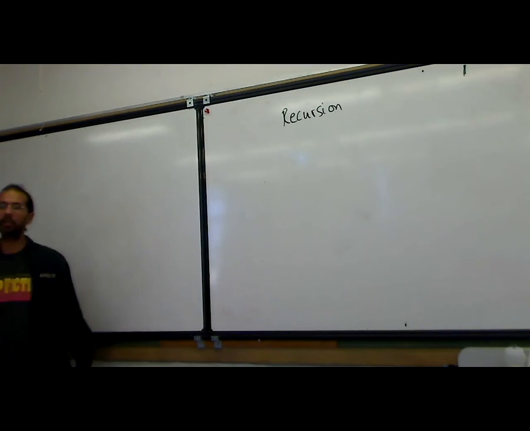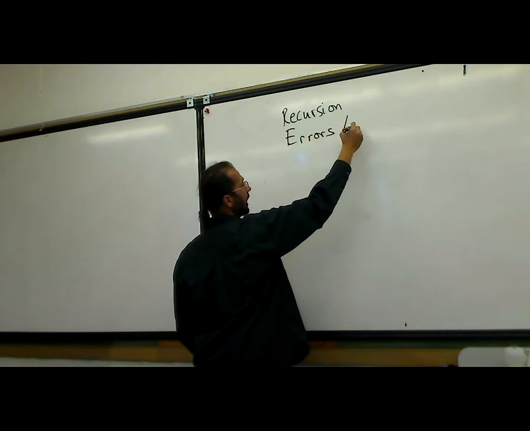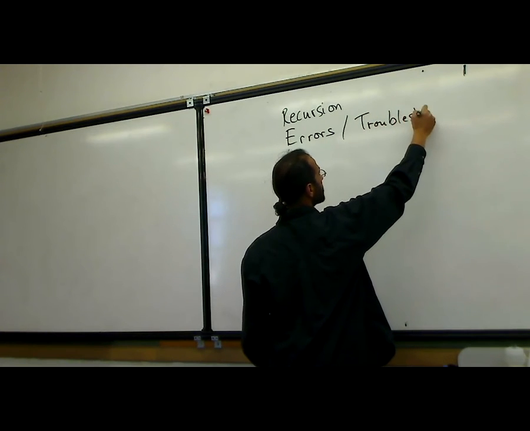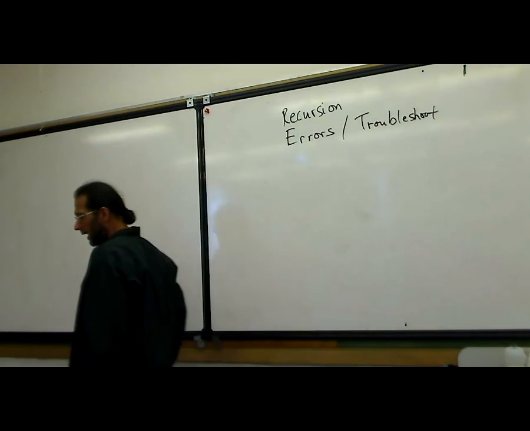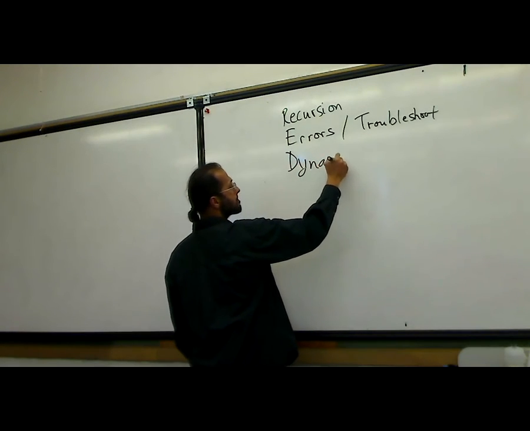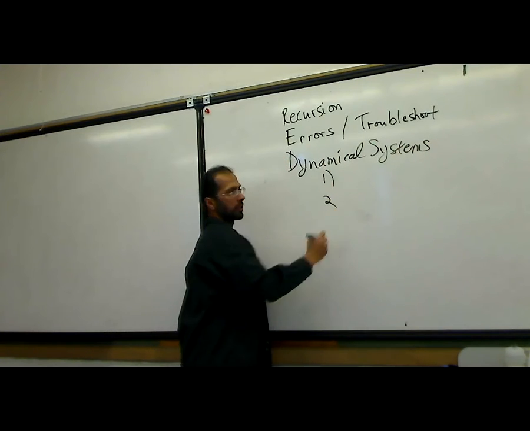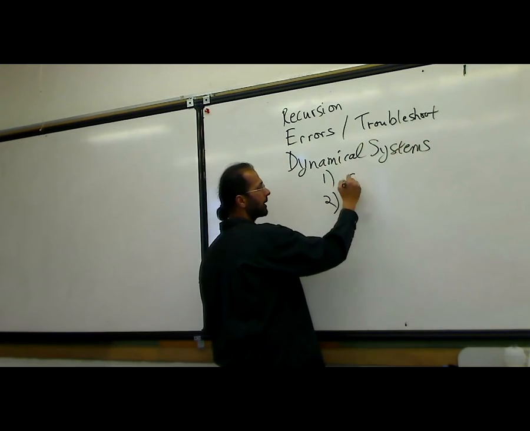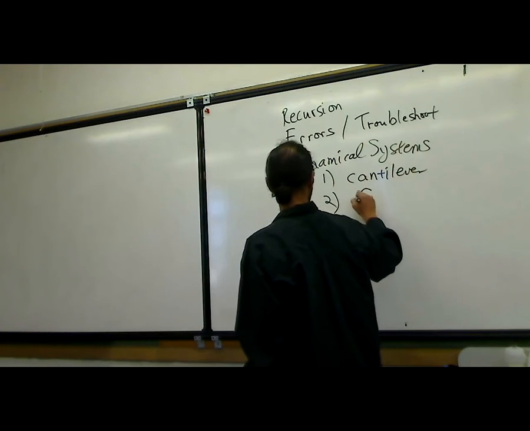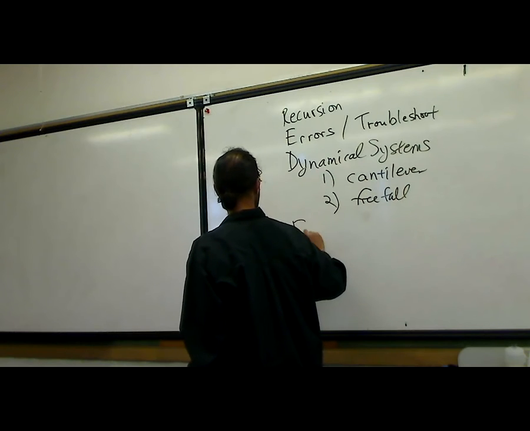After we talk about recursion, we're going to talk a little bit about errors, troubleshooting, if you will, in MATLAB land, now that we're getting into more complicated stuff. Then we'll talk about dynamical systems. We'll do two examples. We'll do one, a cantilevered beam, and then we'll do a free fall example. Both of those are really pretty cool, I think.